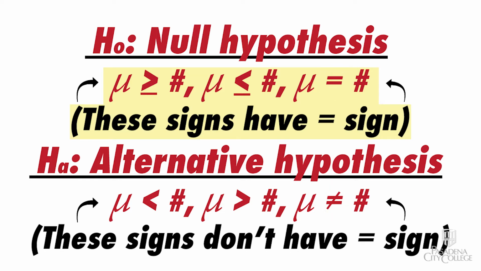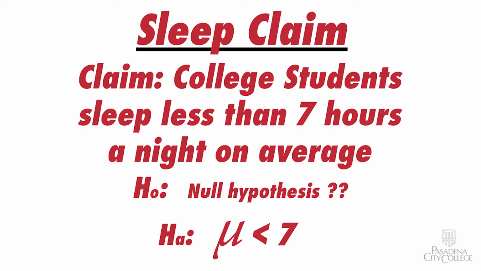Oh, I think I get it. We just set them up as opposites all the time. Exactly. Let's get back to our original example. Notice that in our original example, the alternative hypothesis was mu less than 7. That means that our null hypothesis should be the exact opposite of that. So that should be mu is greater than or equal to 7, right?